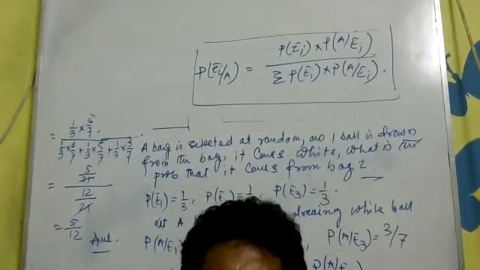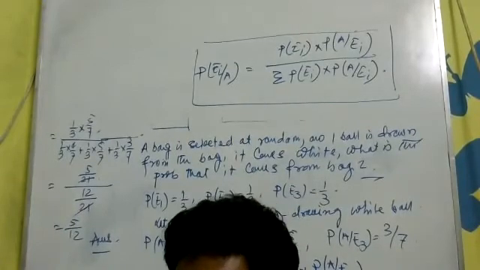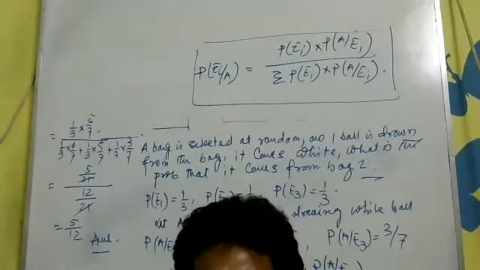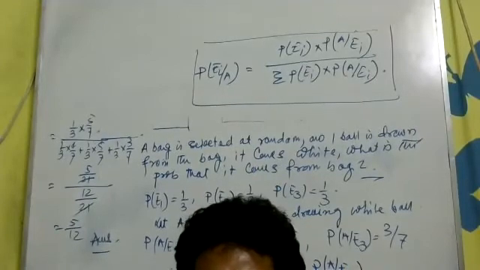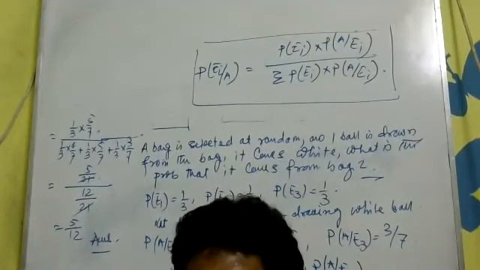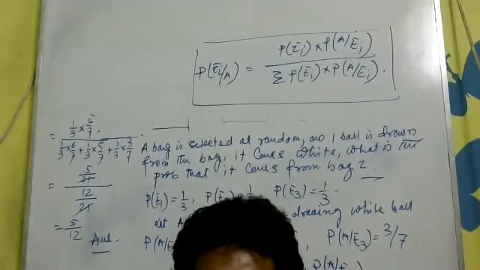Number 3. What is the probability that a leap year will contain 53 Sundays? A leap year will contain 53 Sundays.